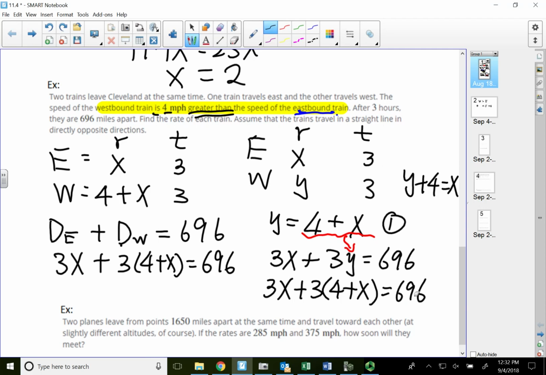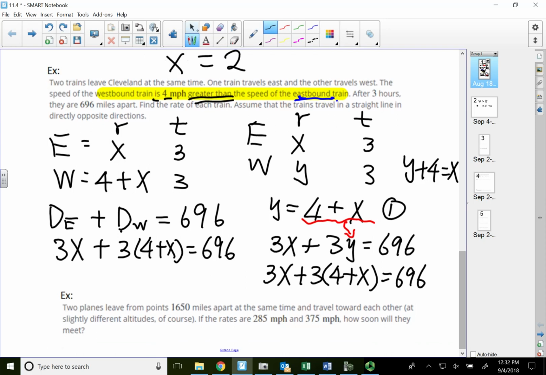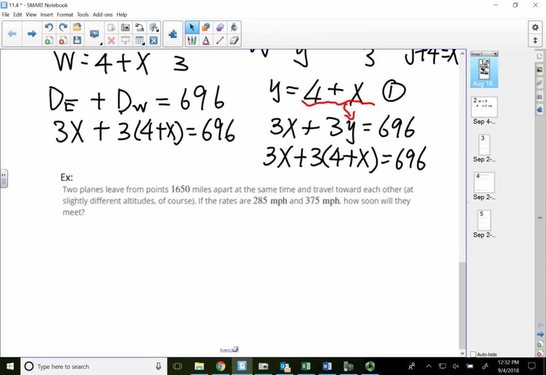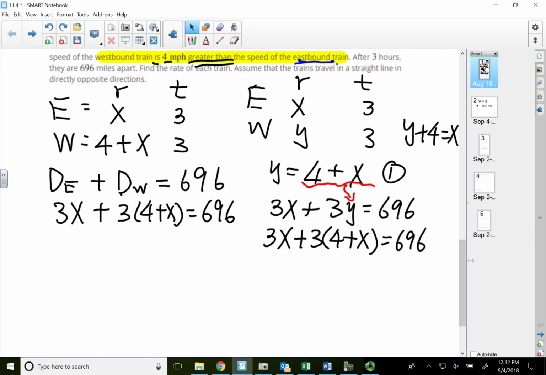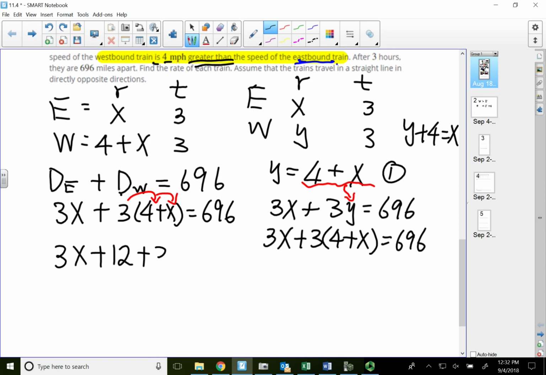You see, the two equations are exactly the same. So in this particular example, I can also use one variable. So let's solve for x, okay? The question wants me to find the rate of each train. So I'm just going to go back to the one variable. All right, distribute right here. Then I get 3x plus 12 plus 3x equal to 696.